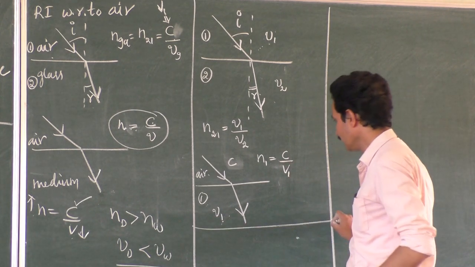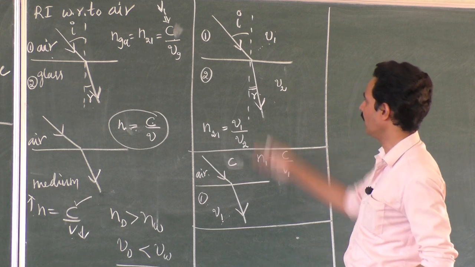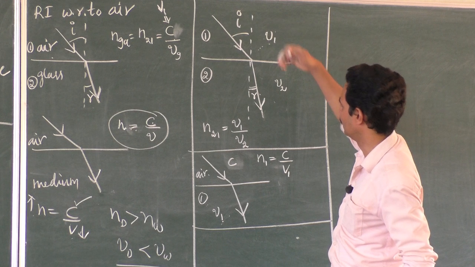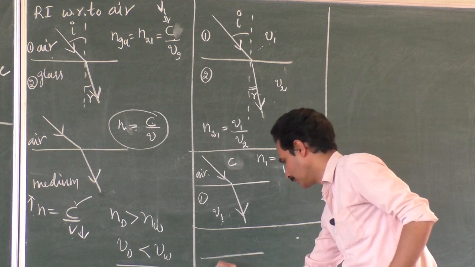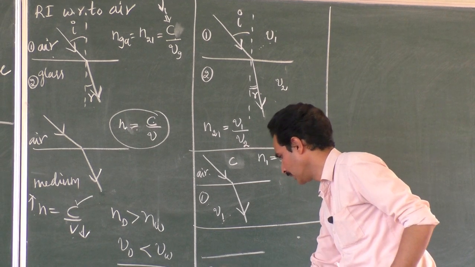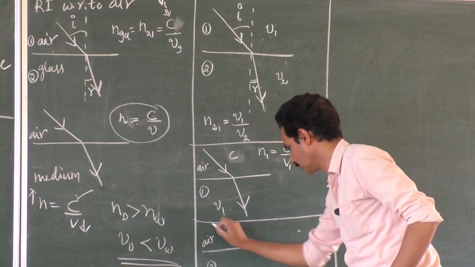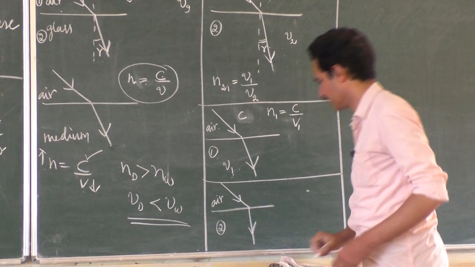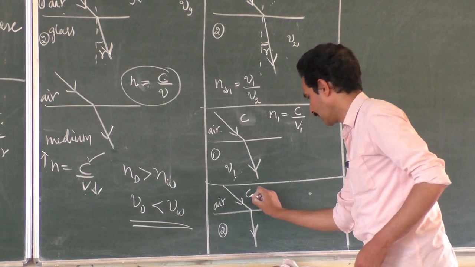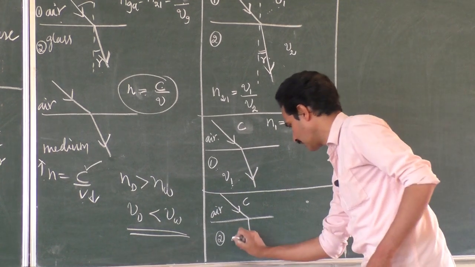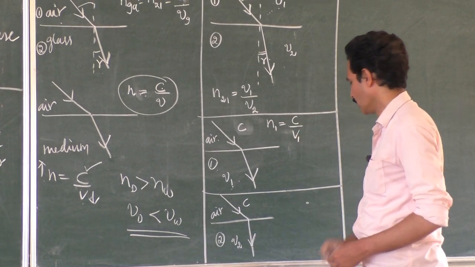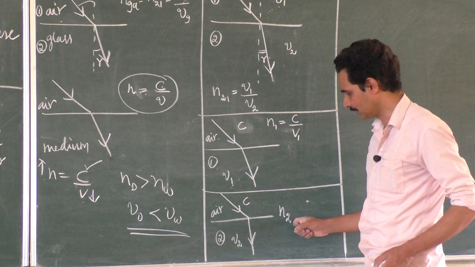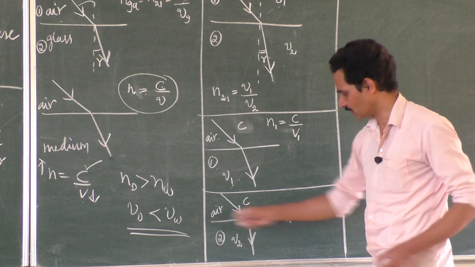Okay, now medium 2 is waiting there. It also requests, sir, give me a chance to make company with the air. Okay, take the second medium and make it friends with the air. Let a ray of light travel from air to the second medium. Let the velocity of light in air be C. Velocity of light in the second medium is V2. So how do you define the refractive index of the second medium with respect to air? Refractive index of the second medium with respect to air.